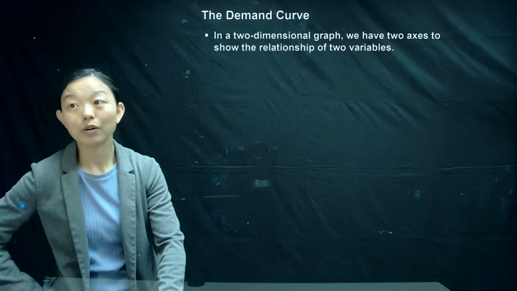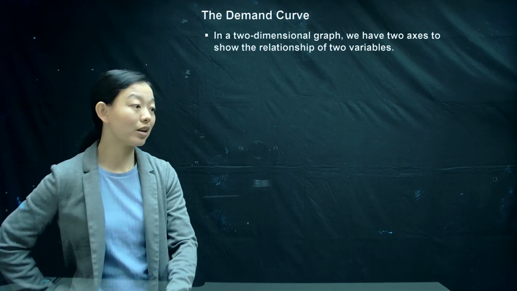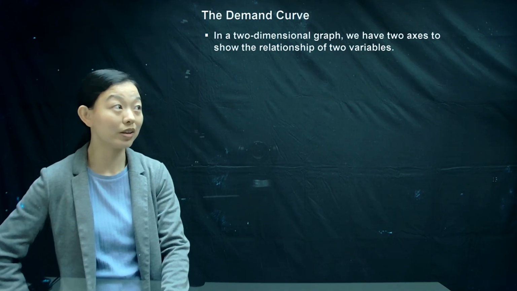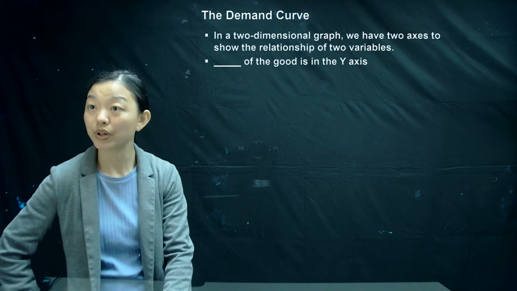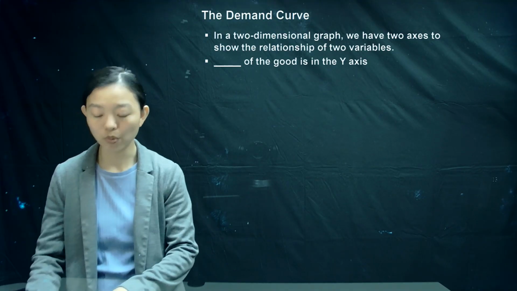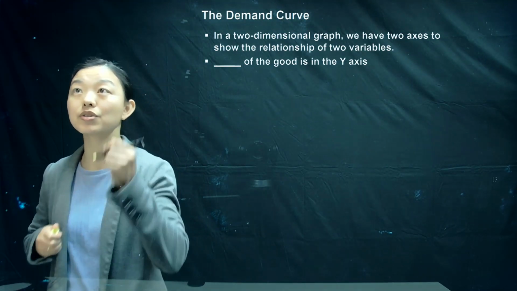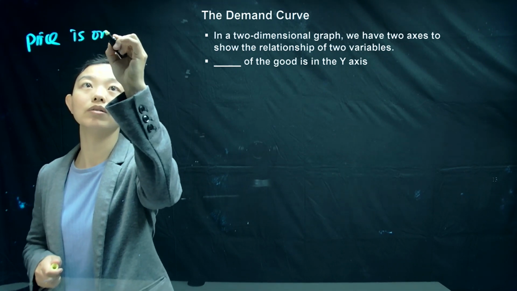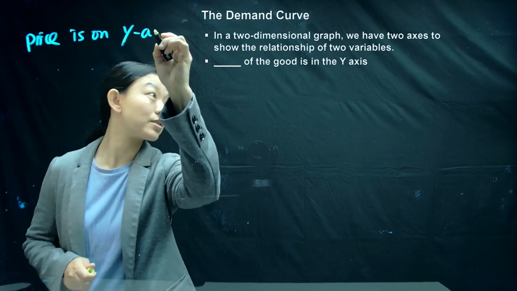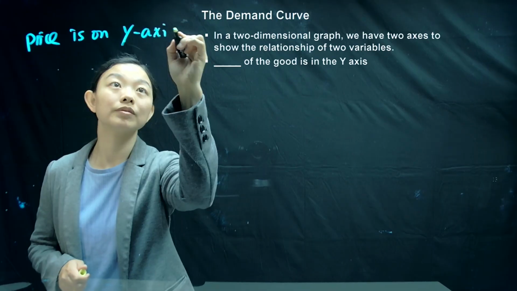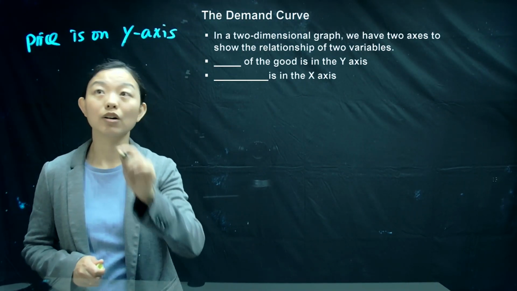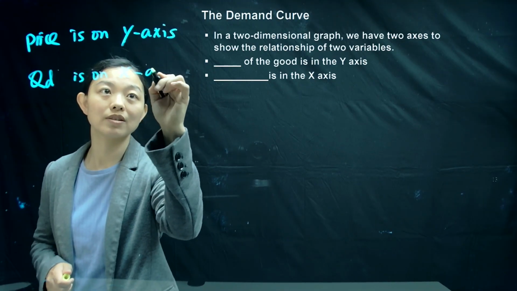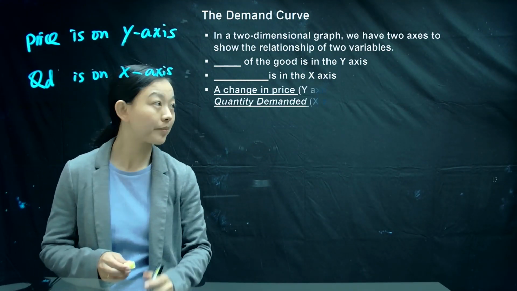So let's talk a little bit more about the demand curve. The demand curve is just a two-dimensional graph, but a very important thing is that we always put the price on the y-axis, and the quantity demanded on the x-axis.